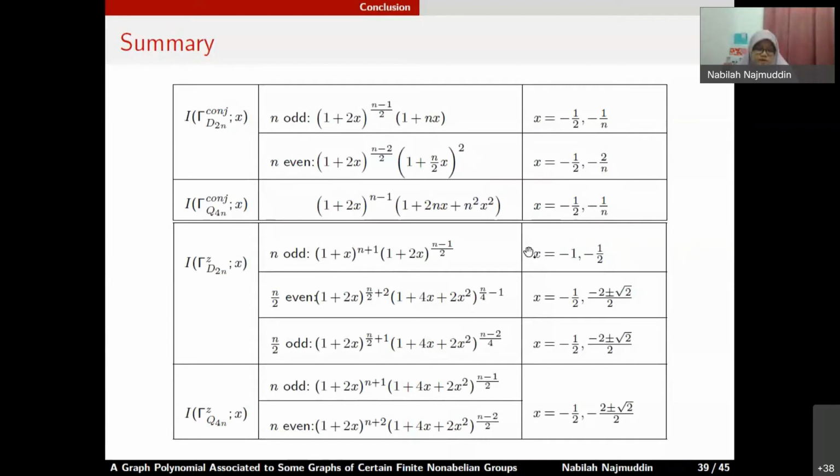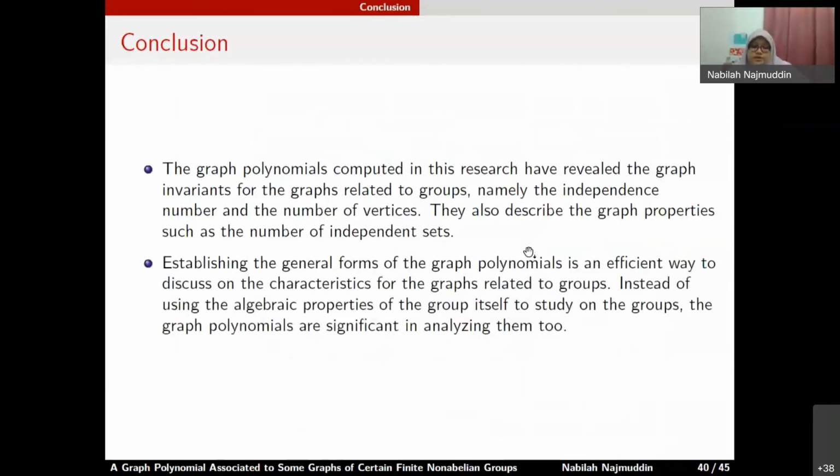In conclusion, I can see that this research can bring benefit to group theory, such that the graph polynomials computed are utilized to study the properties and structures of the graphs related to groups. The graph polynomials have revealed some graph invariants, such as in this presentation, the independence number, the number of vertices, and also the number of independent sets of certain sizes.